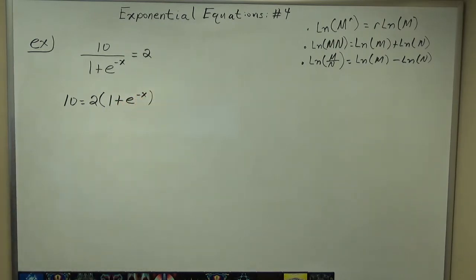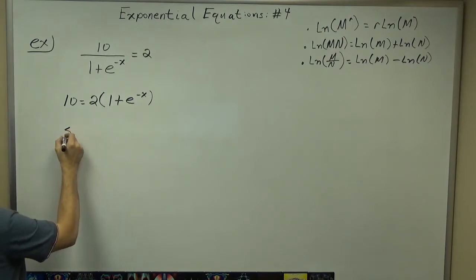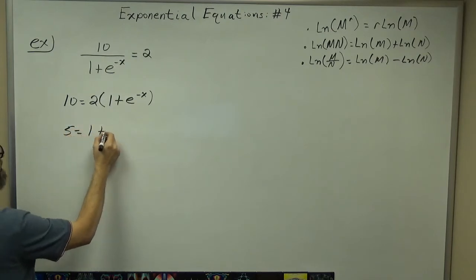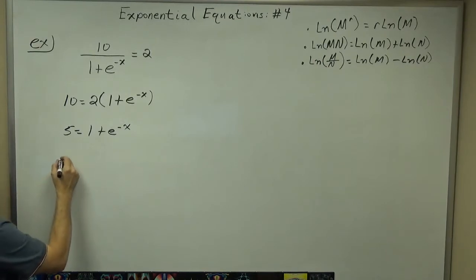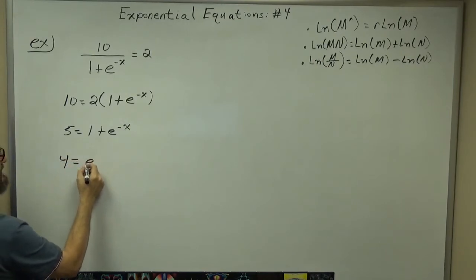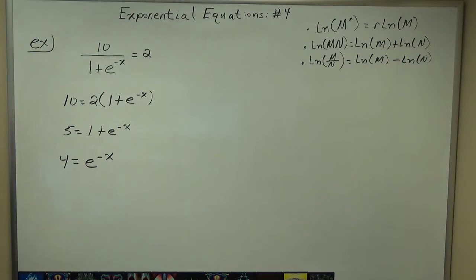Now I could multiply through by 2, but since I see that 10 is divisible by 2, I'll divide both sides by 2 at this point to get 5 is equal to 1 plus e to the negative x. Now I'll subtract 1 from both sides to get 4 is equal to e to the negative x.